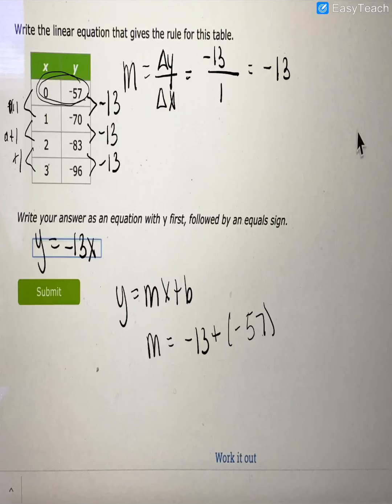So we can rewrite this. Oh, that doesn't make sense right there. So our b is negative 57. So we can do negative 13x minus 57 here. Okay, and that would be our final answer.